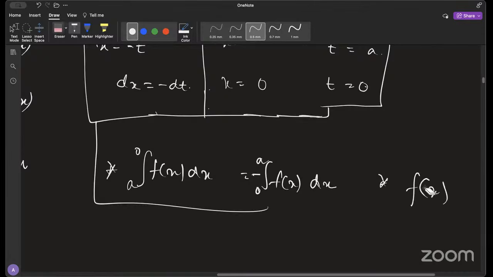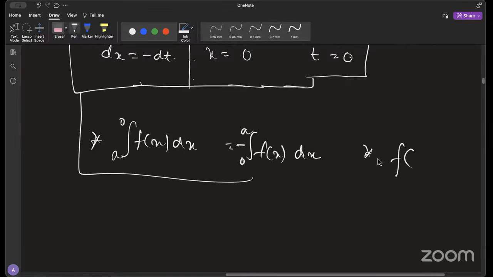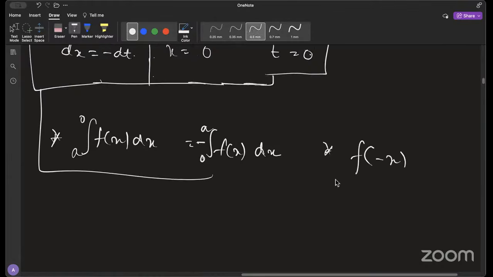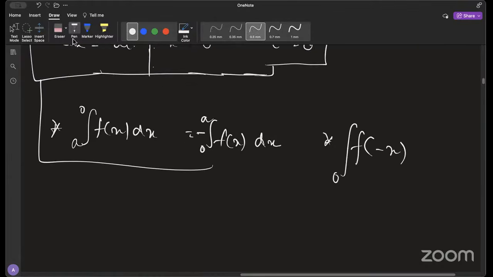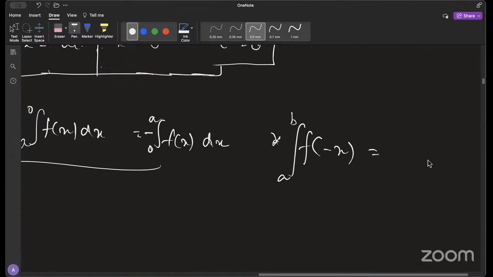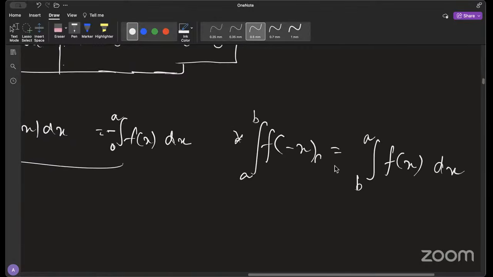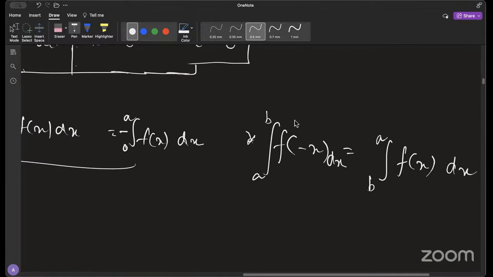If you have f of minus x from, let's say, 0 or from anything to anything, let's say from A to B, then this can simply be written as f of x from B to A. That's fine. Instead of doing all the substituting x equals minus t and all of that, you can just use this identity.